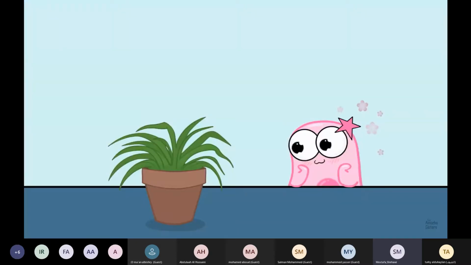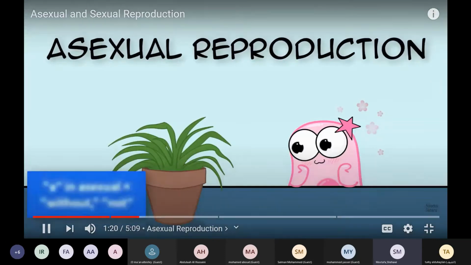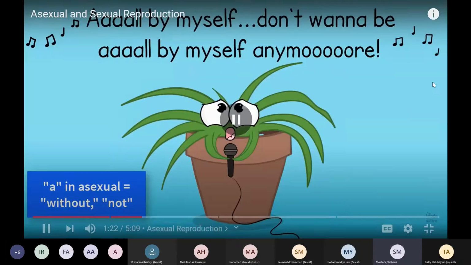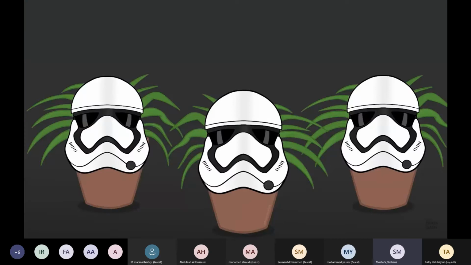As a kid, I didn't realize that what I was seeing at the time was asexual reproduction. Asexual reproduction requires only one organism. The A in asexual means without or not sexual. It results in offspring that are genetically identical, uniform, with no genetic variety.